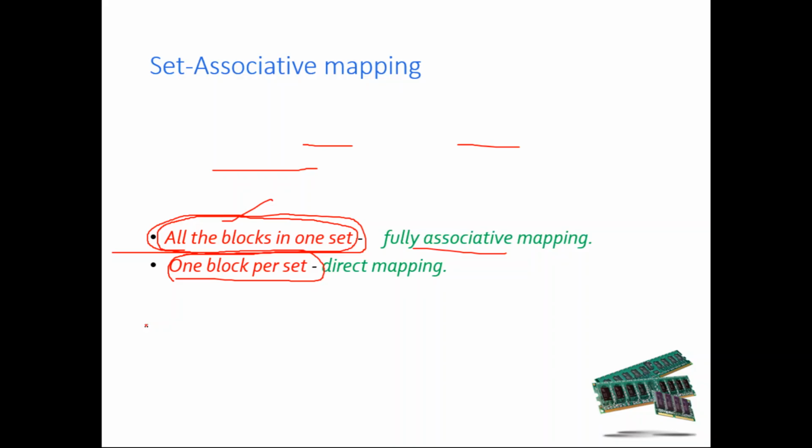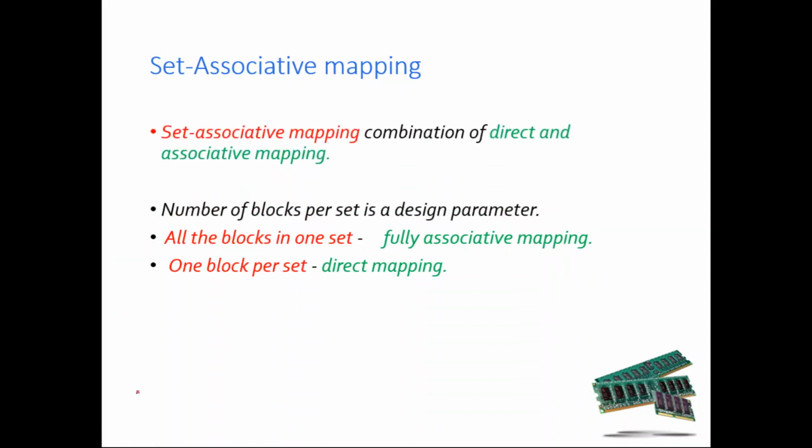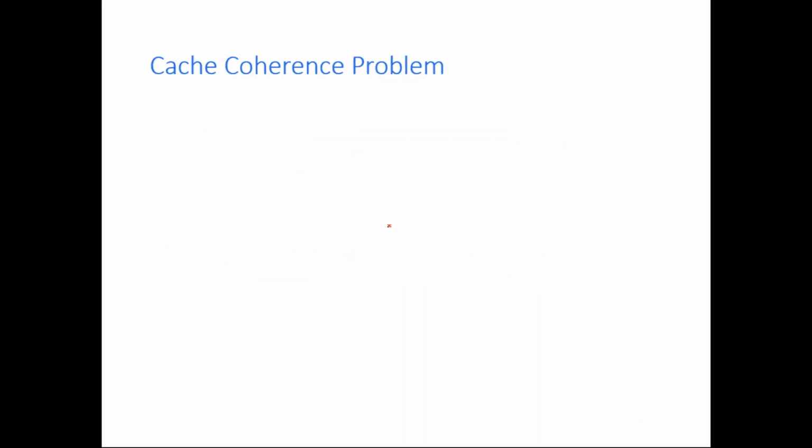So set associative mapping is a generic version. You can adjust it in any way. If you put all blocks together and make it one set, then it will become fully associative. If you make one block per set, then it will become direct mapping, right? Depending on the requirement, you can choose how many blocks per set. The number of blocks per set is a design parameter which should be wisely and cleverly chosen by the designer, right?